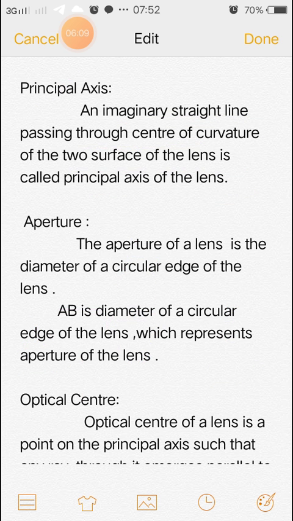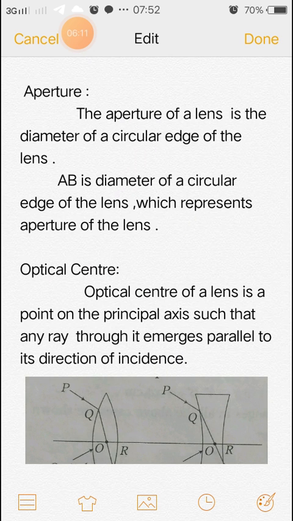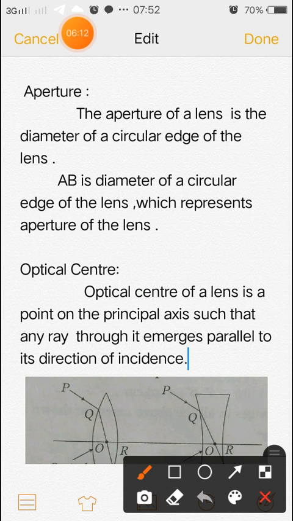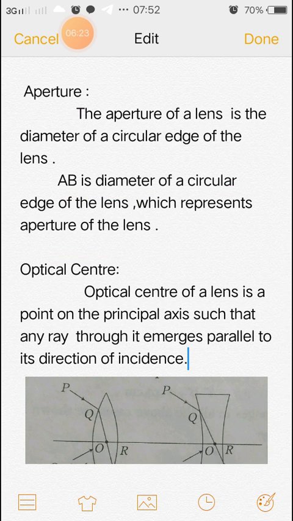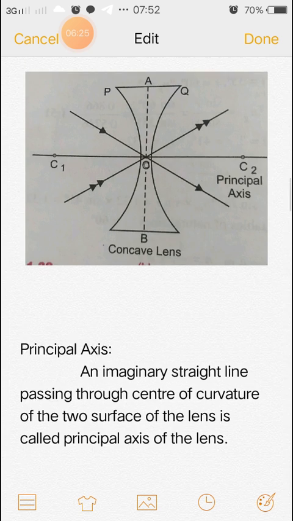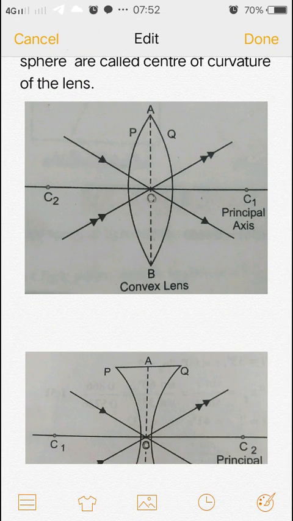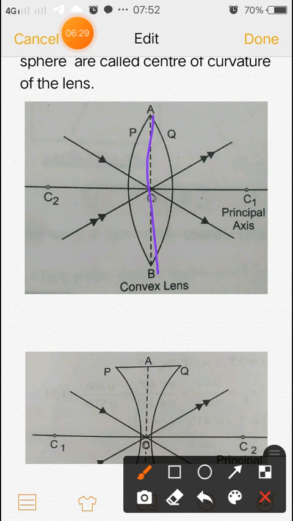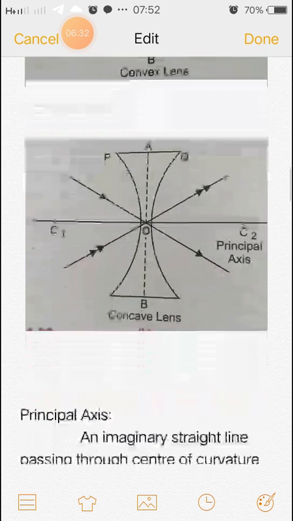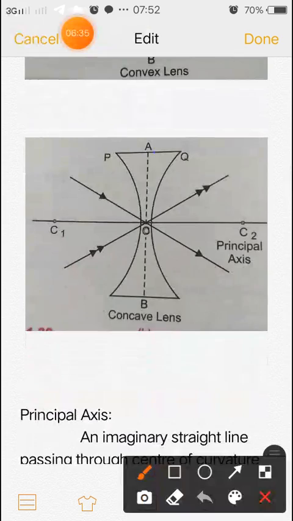And next, aperture. The aperture is the length of the diameter of the circular edge of the lens. AB is the diameter of the edge of the lens, which represents the aperture of the lens. So what is the aperture of the lens in the figure? You can see this is the aperture of the lens, AB.